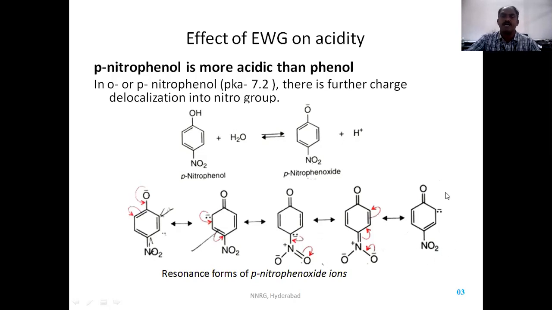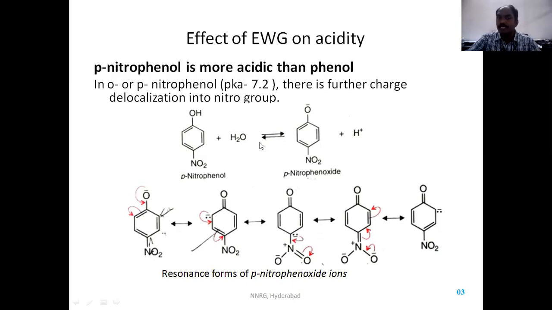Nitrophenoxide ion formation is very fast. So what happens here? Whenever para-nitrophenol reacts with water, water abstracts the proton and forms hydronium ion very fast. The pair of electrons will undergo delocalization to form para-nitrophenoxide ion, and the stable para-nitrophenoxide ion is formed, and the reaction will not easily go back to form para-nitrophenol.